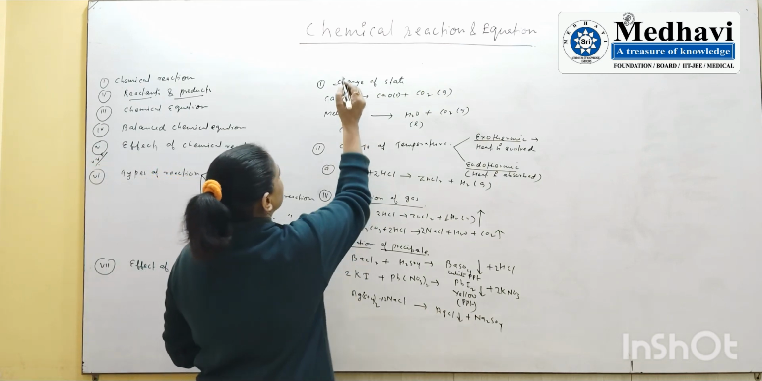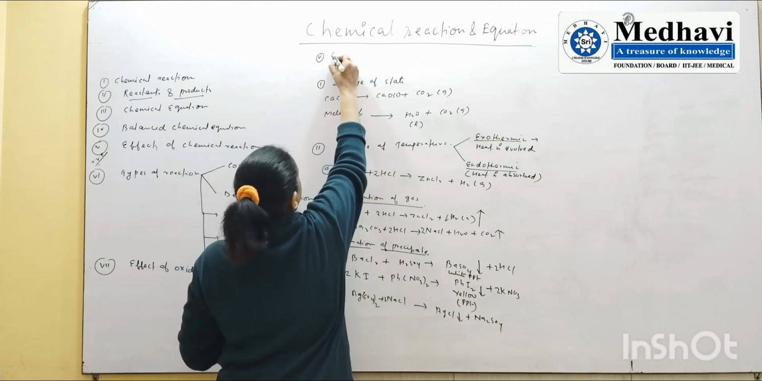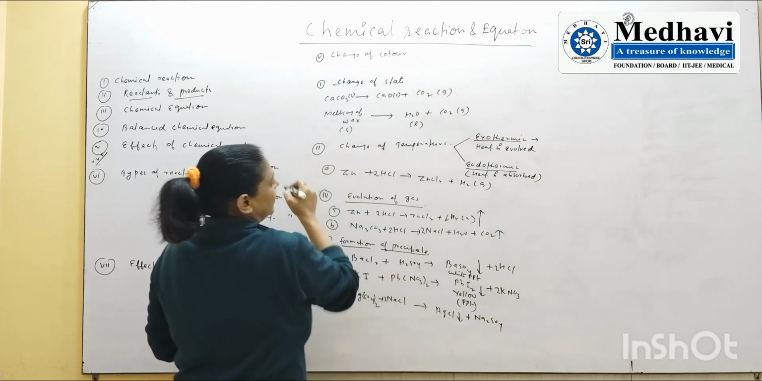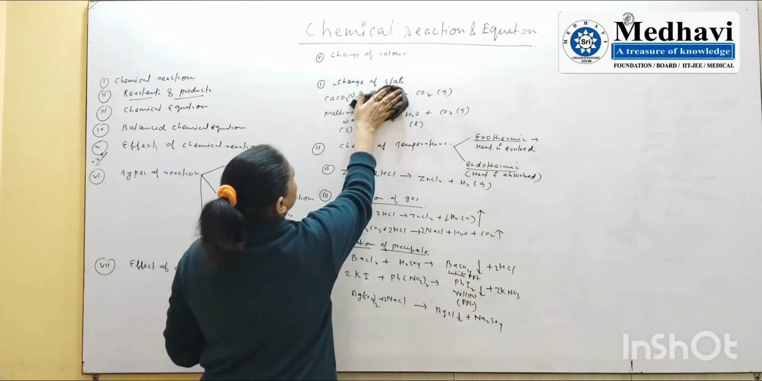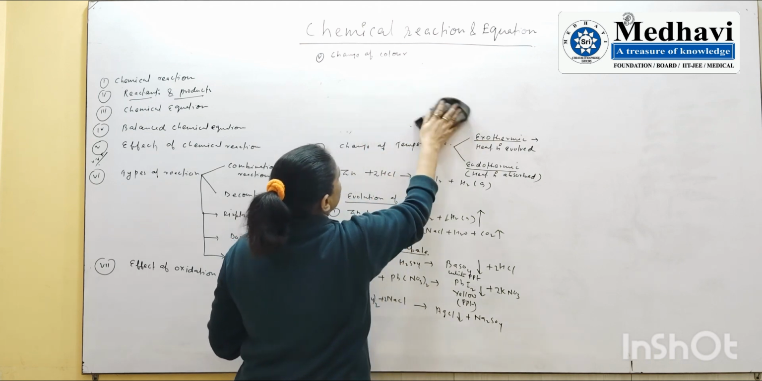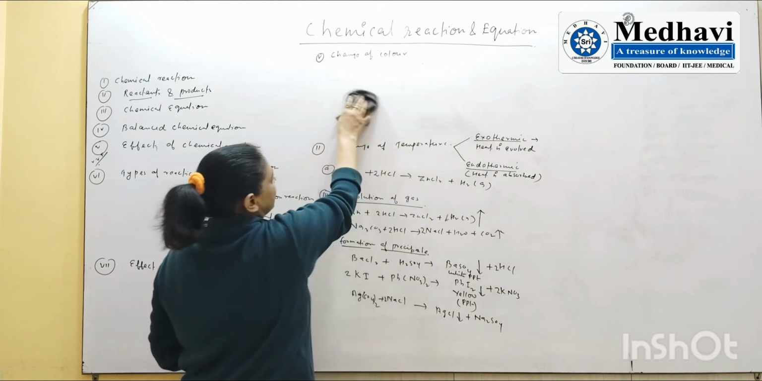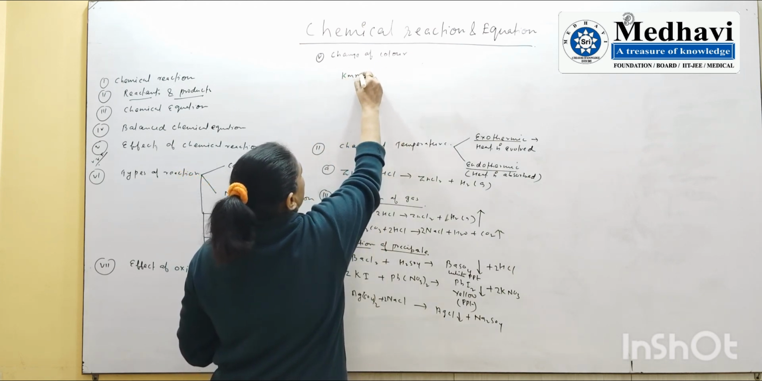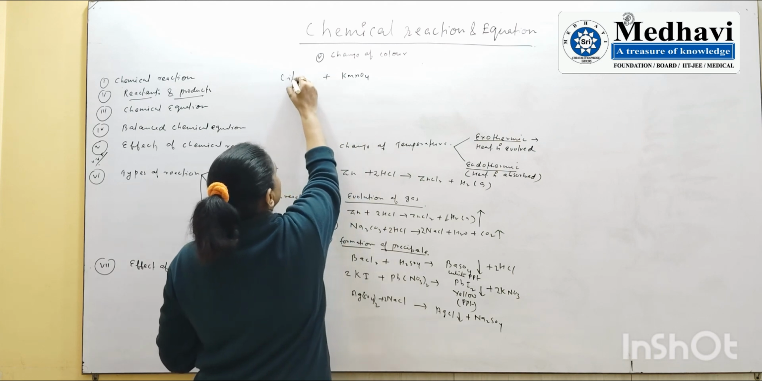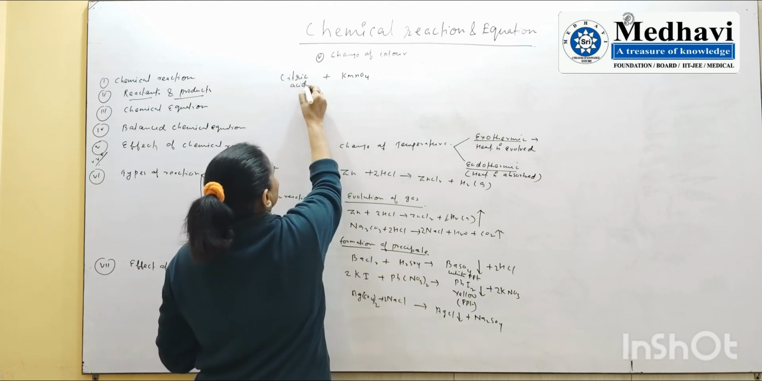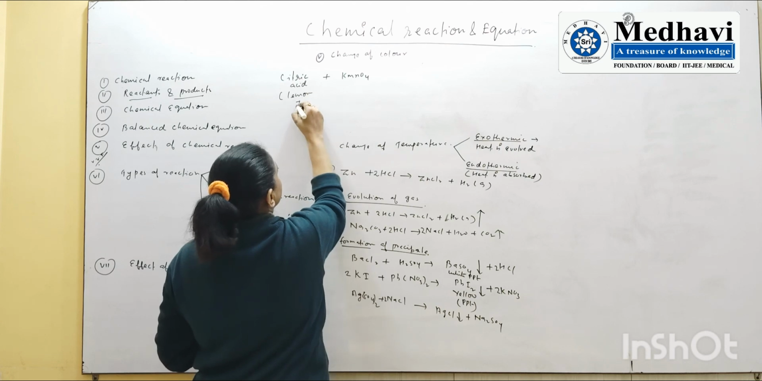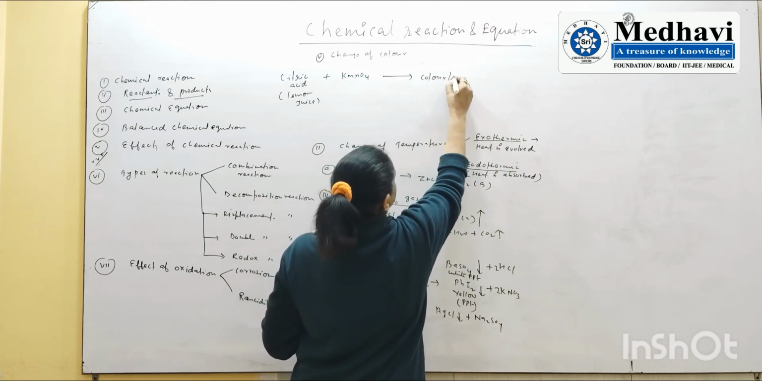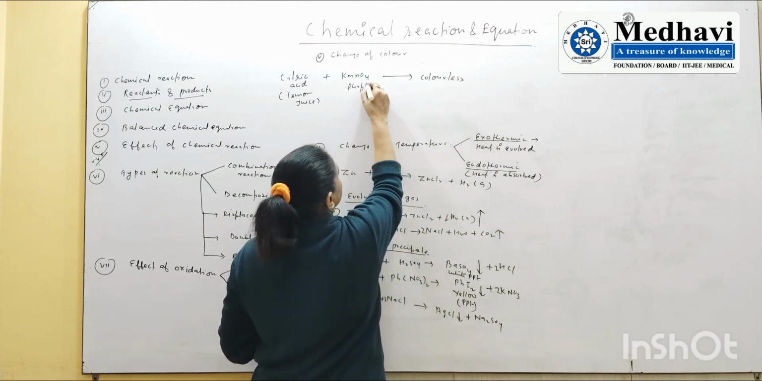One more effect we also observe, that is change of color. Very, very important. Potassium permanganate, that is KMnO4, is a purple color substance. And when citric acid, or you can say lemon juice, is added to this mixture, it becomes colorless. It is a purple color.